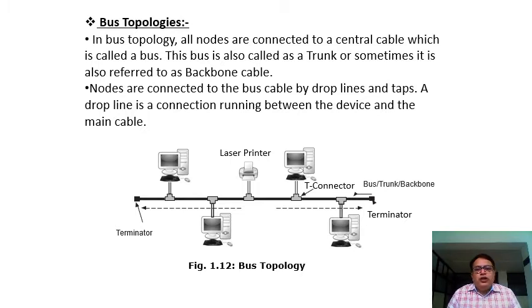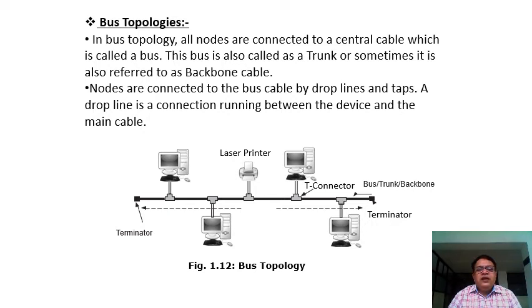In bus topology, all nodes are connected to a central cable, a central link, which is called a bus. This bus is also called a trunk, and sometimes it is also referred to as the backbone cable. Naturally, there are certain advantages as well as disadvantages. Every topology has certain advantages and disadvantages.